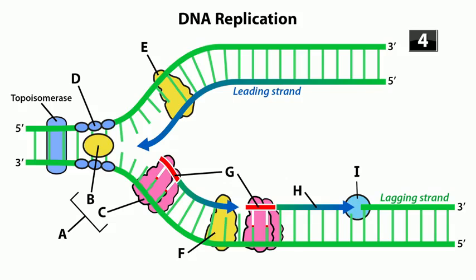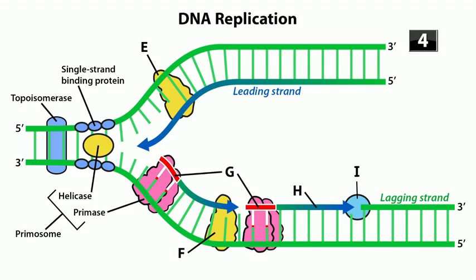So if you haven't already filled in the answers to number 4 in your study guide, which again is prokaryotic DNA replication, pause the video and answer those, and then I'll give you the answers. So A is a structure called a primosome, which is a complex of DNA helicase and primase. So those two together make the primosome. B is DNA helicase. C is primase. D is a single-strand binding protein, and those help to stabilize DNA until a complementary strand can be synthesized.